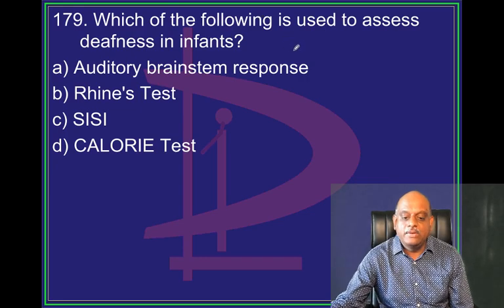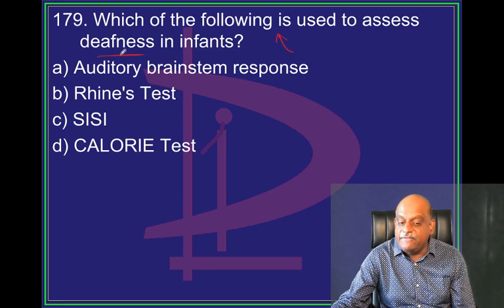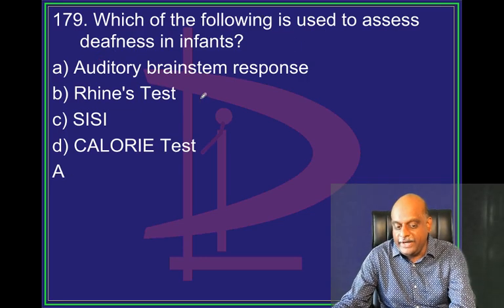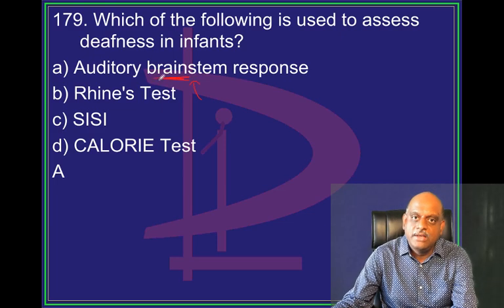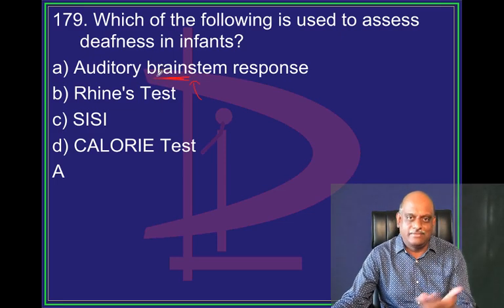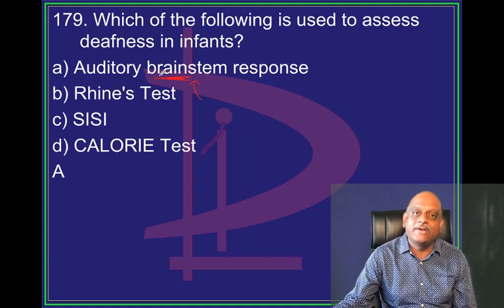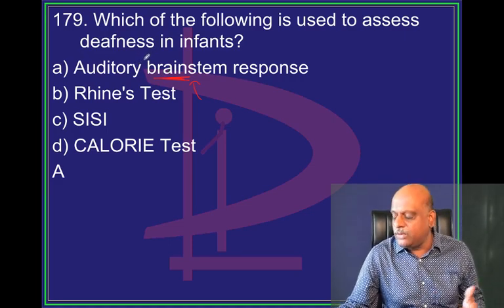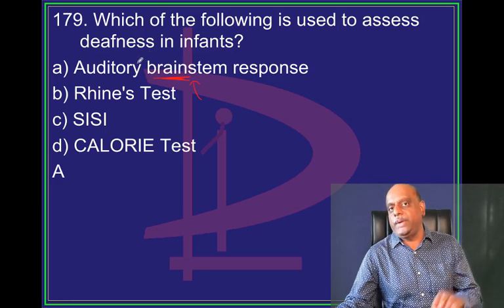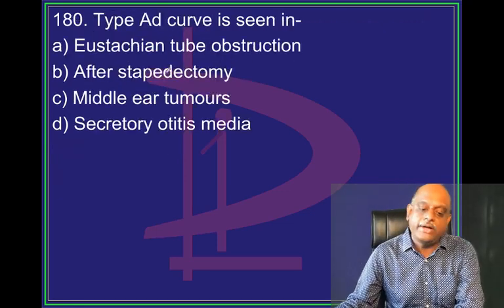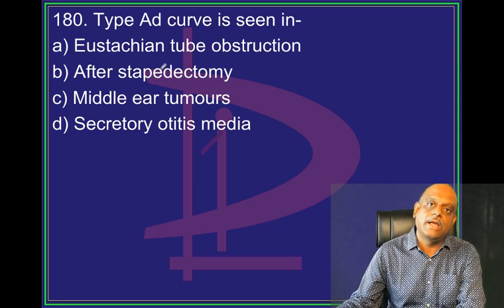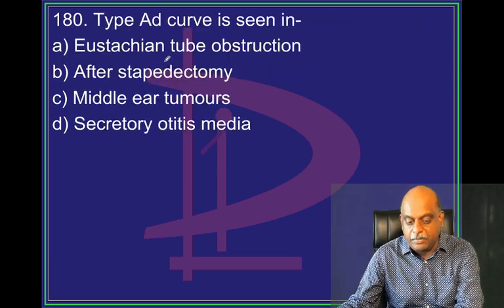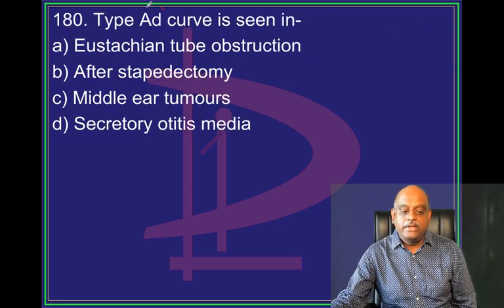Then, which is used to assess the deafness in infant, auditory brainstem response, because infant cannot tell whether he is hearing or not. So, subjective tests have no role. You have to do an objective test like auditory brainstem response. This is very important, doctor.